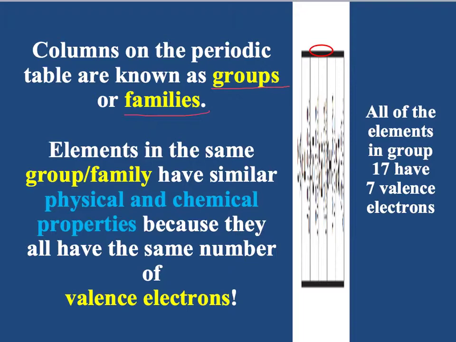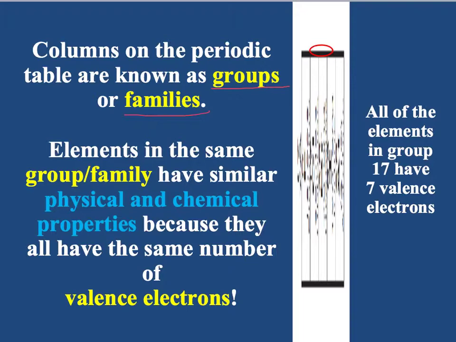And elements that are in the same group or family have similar physical and chemical properties because they have the same number of valence electrons. Remember, valence electrons are the electrons in the very last energy level of an atom. If you think about it, members of your family probably look similar to each other, like people could look at you and figure out that you're related. So you have similar physical properties. You probably behave like some members of your family. Maybe you're more like your mom, or more like your dad, or a mixture of both. So you have the same chemical properties as well.